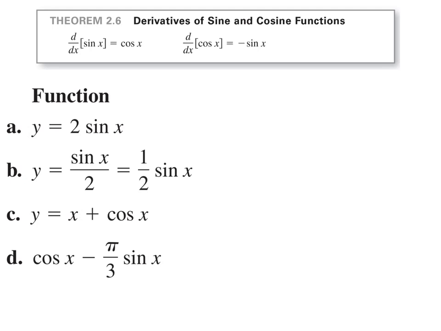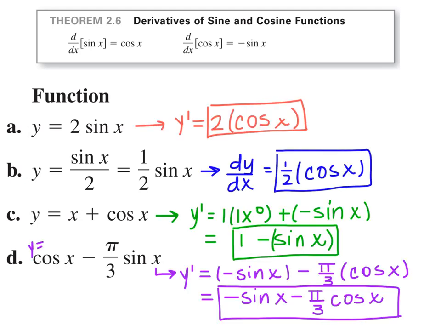And finally, let's work out some examples with sine and cosine. First up, I've got y equals 2 sine of x. I leave the 2 on the outside because of the constant multiple rule. Take the derivative of sine of x, which is just cosine of x, so y prime is 2 times cosine of x. Second example here, I've got y equals sine x over 2. I'm going to rewrite that as 1/2 of sine x, so that's my constant on the outside here. Take the derivative of sine, and we know that that is cosine of x, so dy over dx is equal to 1/2 times cosine of x.